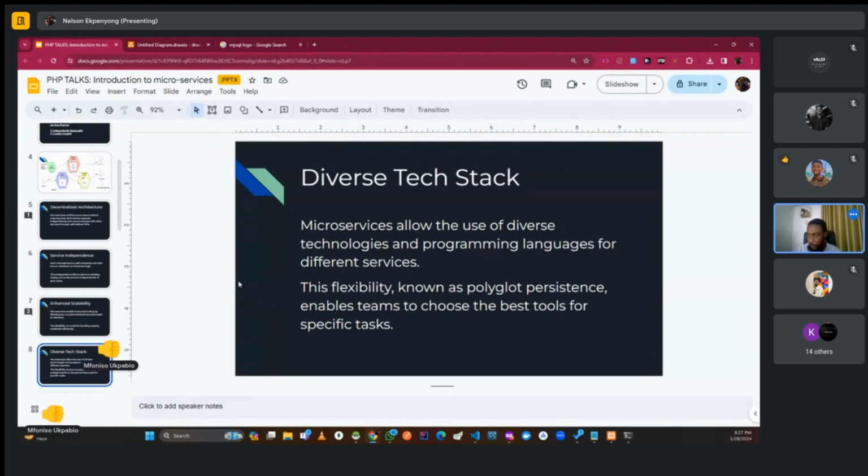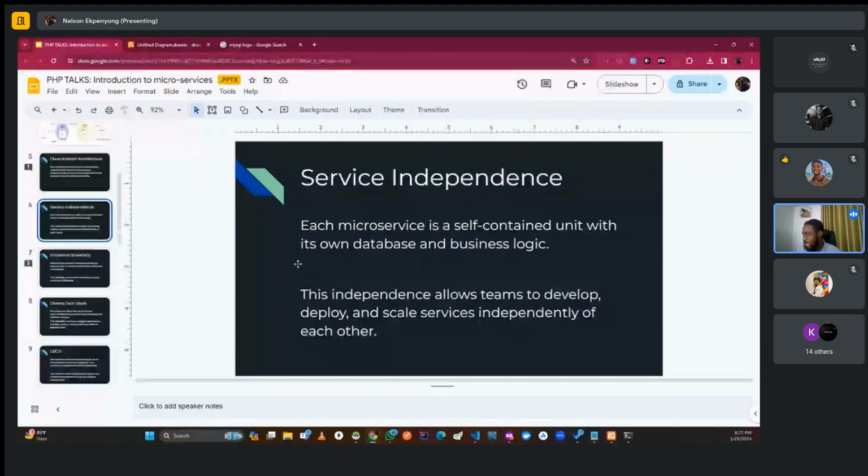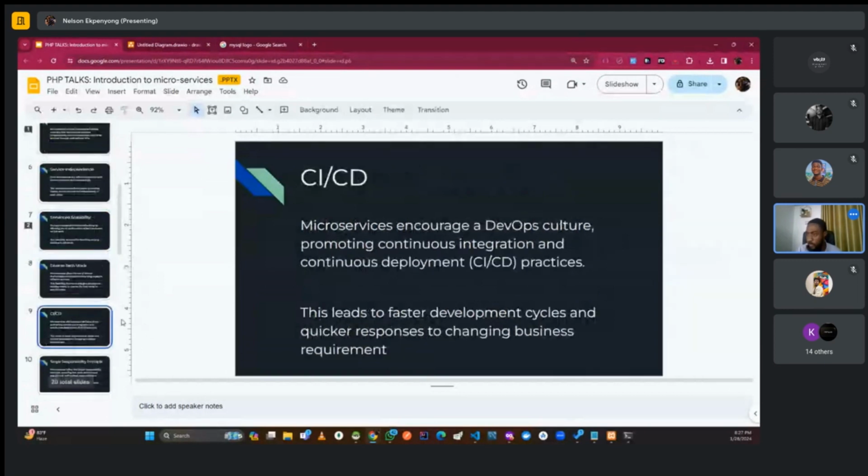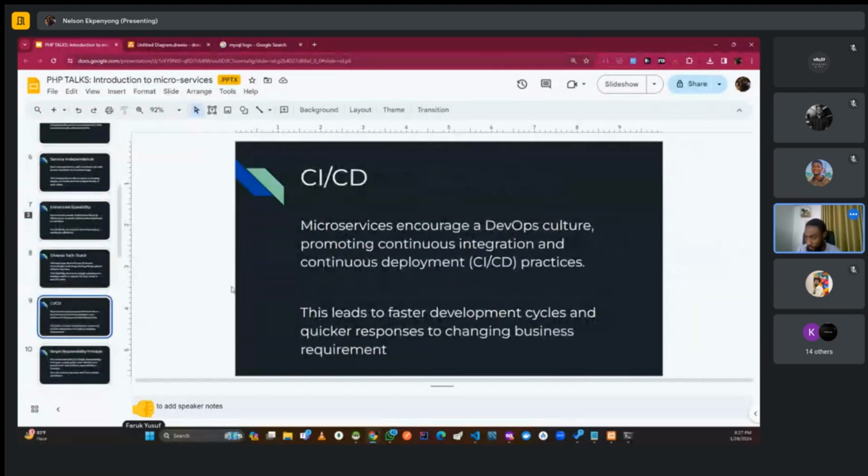Of course, each microservice is self-contained. It has its own database, right? It allows people to work independently. We have spoken about this. Now, microservices encourage a DevOps culture, promoting continuous integration and continuous development. This will lead to a faster development cycle and quicker response to business changes.